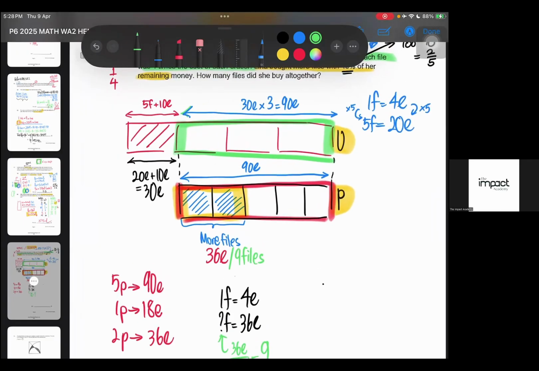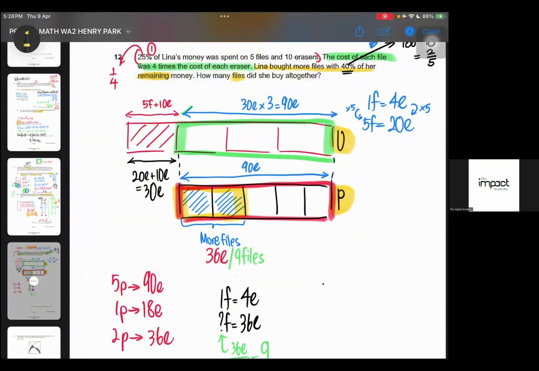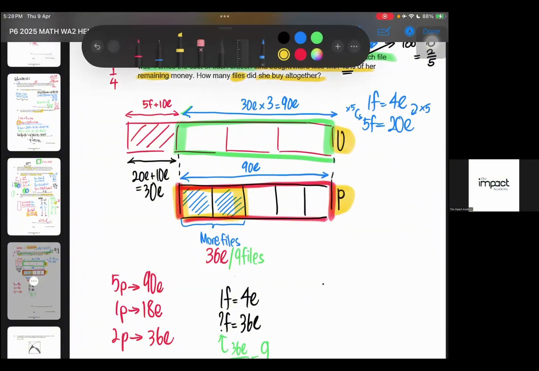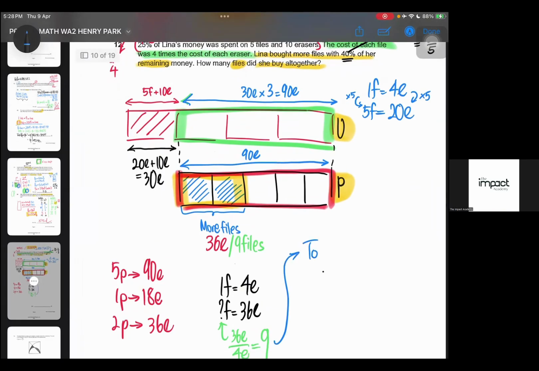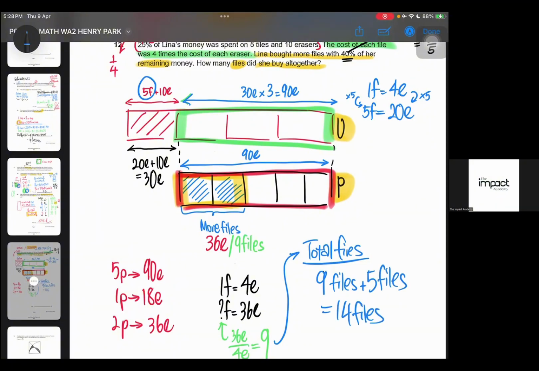Alright, now the question is not asking us how many more files the person bought. The question says, I want you to find out how many files did she buy. The keyword over here says what? Altogether. Alright, so total files. In this situation, for the total files, you first look at the parts model. We got 9 files from the parts model. How many files from the units model? We can see that there's 5 over here, so 5 files. That's the reason why your answer for this question has to be 14 files, and that's how you would do a question like this.